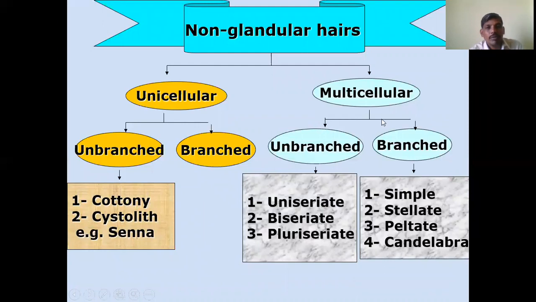Again, multicellular trichomes are classified into unbranched and branched. If unbranched, they are uniseriate, biseriate, and multiseriate, where the cells are arranged in one row, or two rows, or three rows, or more than three. Branched ones, based on shape, are simple, stellate, peltate, and candelabra.